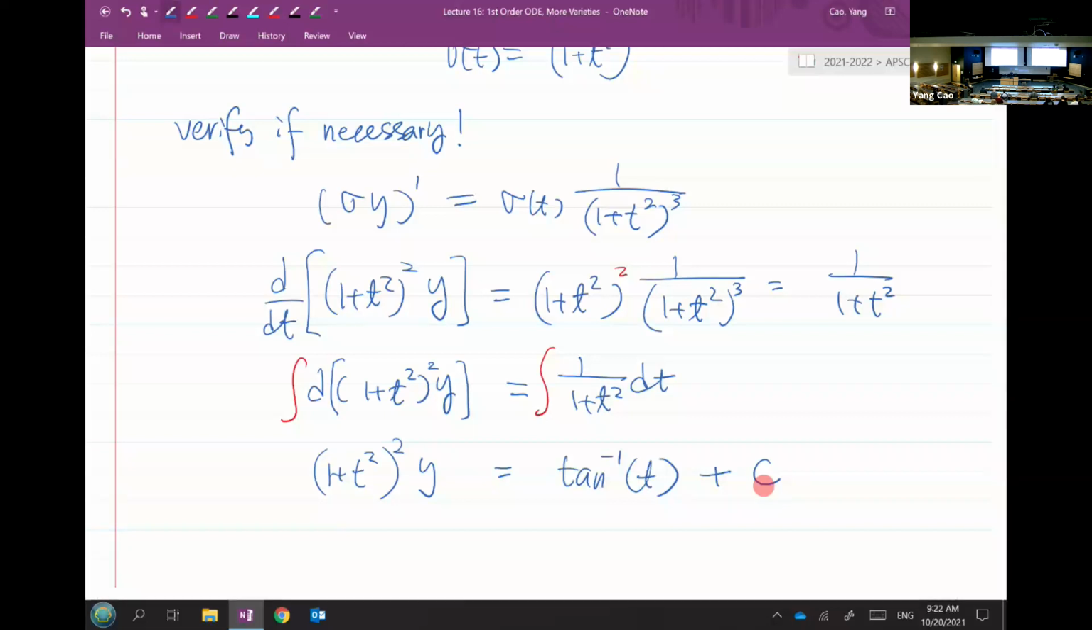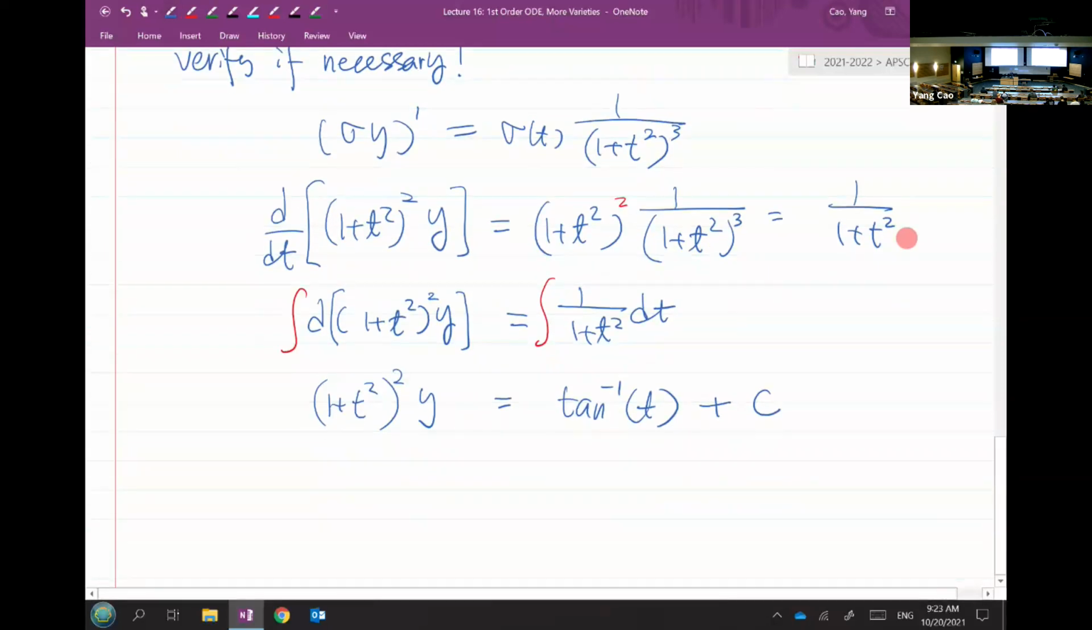But you do need a constant c here. Where is the c from? The c can come from either this integral or this integral, but anyway, we do need a constant c here. So then we can apply the initial condition. So finally, you solve for the y. Okay, so that's what we're aiming for. We're trying to solve for the y function.